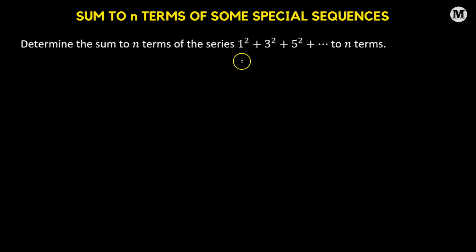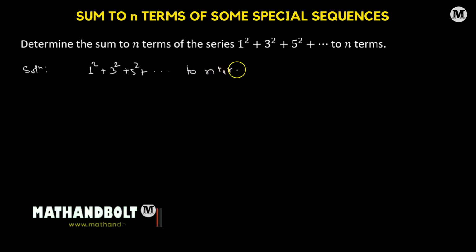Determine the sum to n terms of the following series. Okay, let us begin. So here we have a series 1 squared plus 3 squared plus 5 squared added to all the way up to n terms. So we have a total of n terms here.